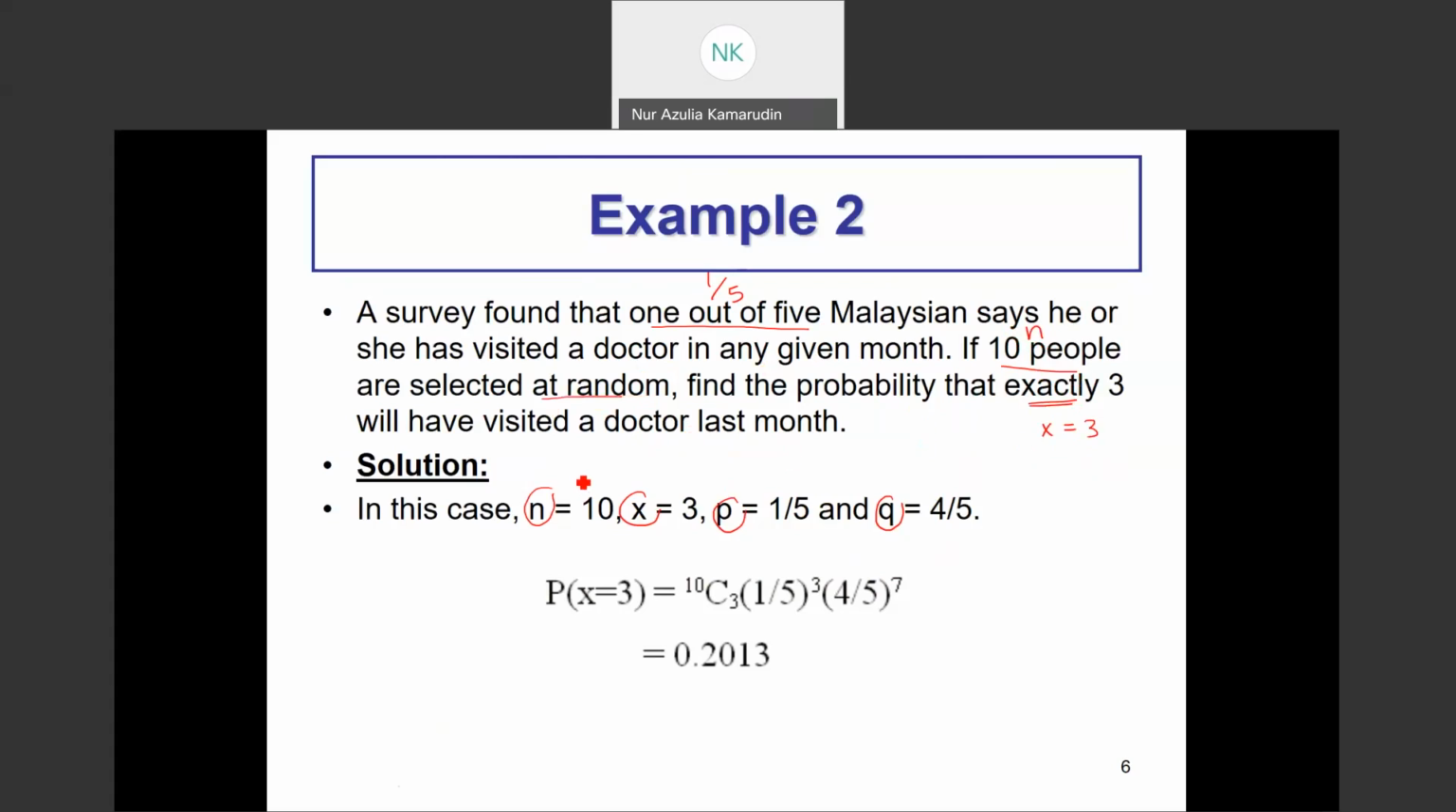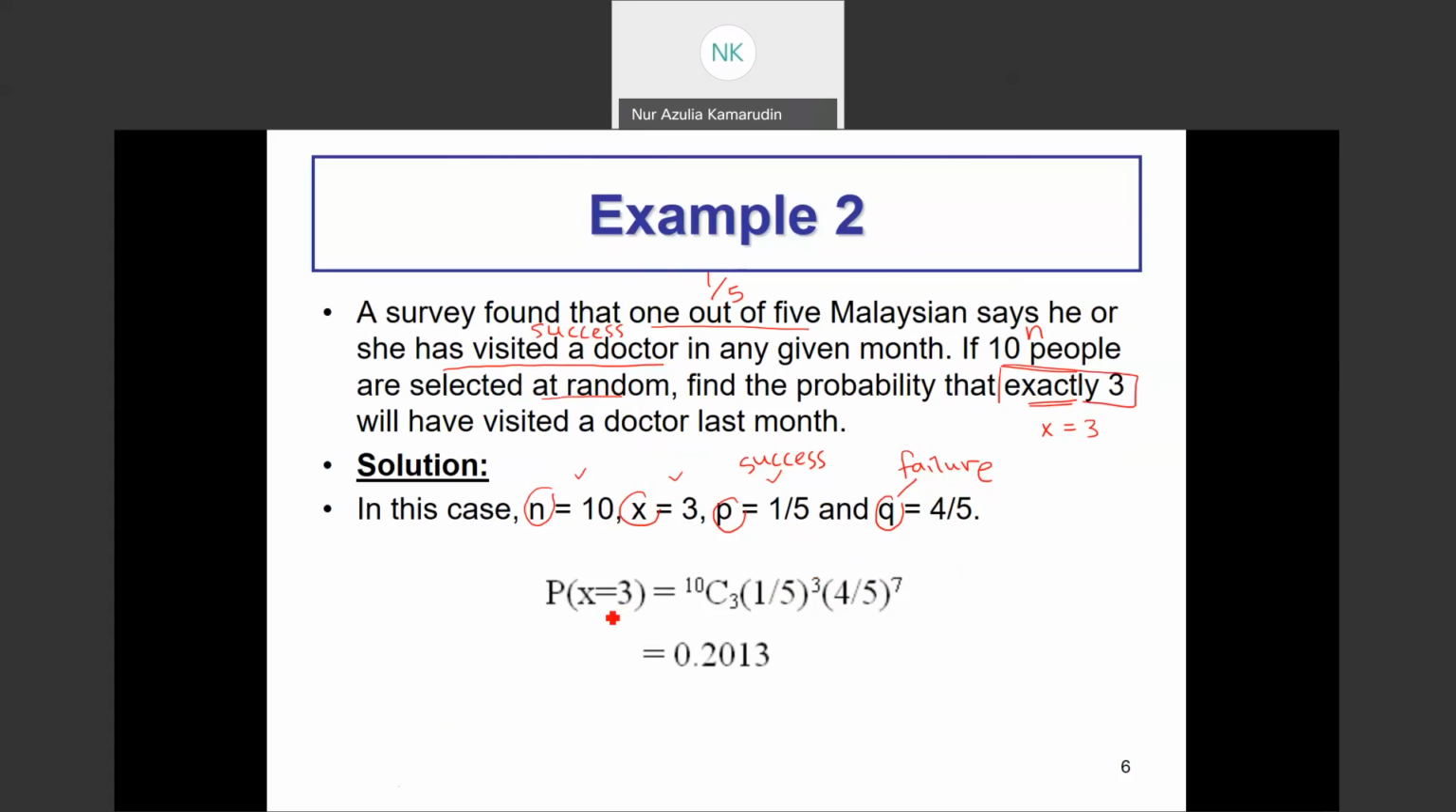So you can know your n is 10. You can know your x is 3. You can know the probability 1 over 5. This is your success. What is your success? Success is that a person has visited a doctor in a given month. So this is the event of success in this question. Of course, 1 minus 1 over 5, 4 over 5, should be the probability of your failure.